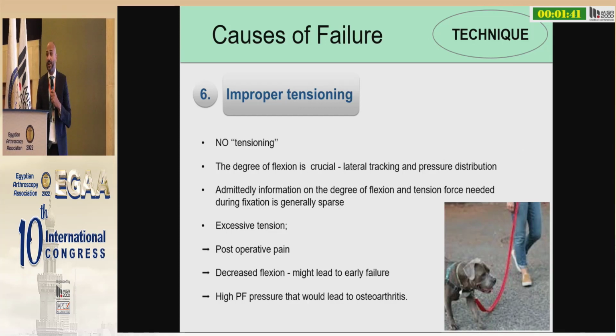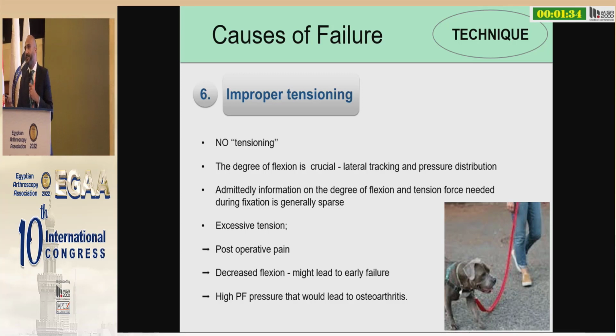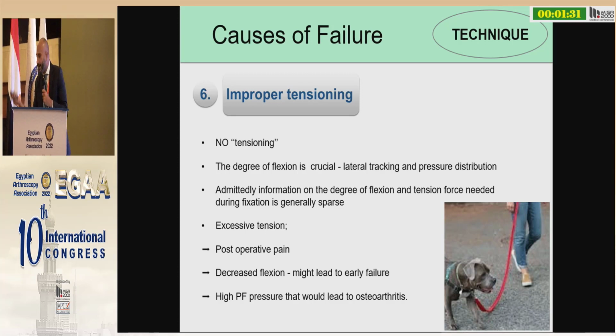Lastly, the improper tensioning, and this is a very important point. Despite that the literature did not say that it causes failure or re-tear or reoperation, it did not correlate the improper tensioning with this, but it definitely has to do with this.